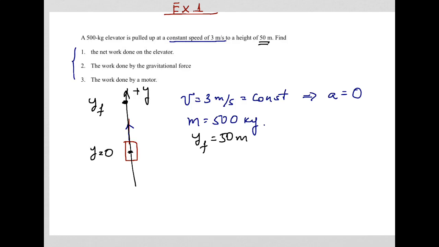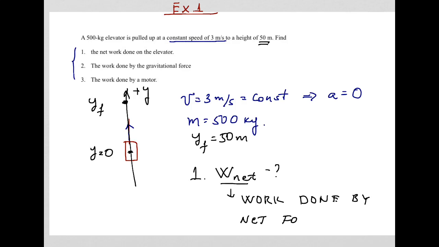Question number 1: how would you find the net work done on the elevator? If you think about it, net work done on the object implies the work done by net force. So what is then your net force here?